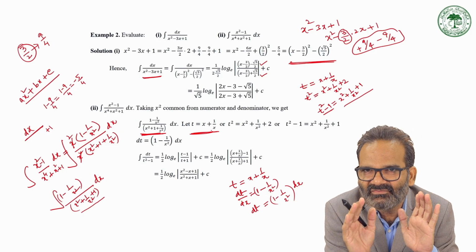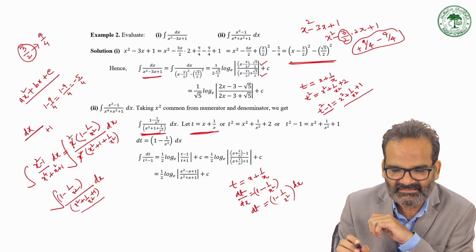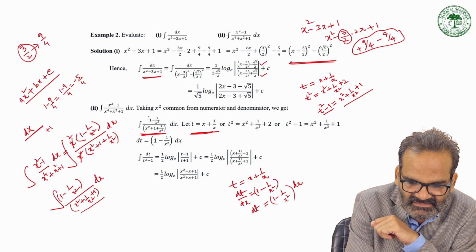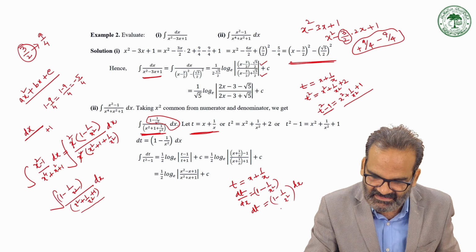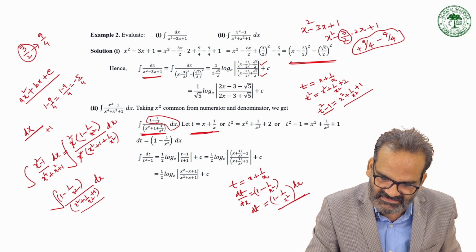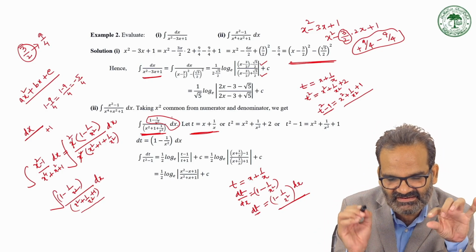Clear? This is what we want to do. So t we have taken as x plus 1 upon x. So what is the value of 1 minus 1 upon x square into dx? This one. See, 1 minus 1 upon x square dx is coming out to be dt. So the value of the shaded portion is dt.